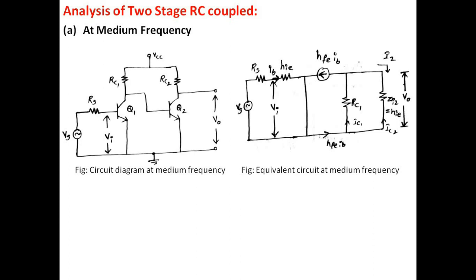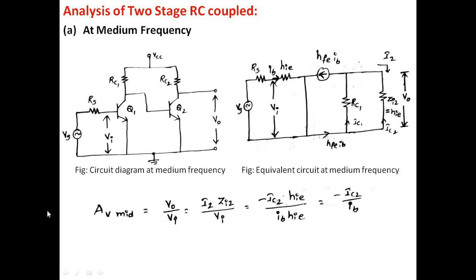We know the basic formula for the voltage gain. Voltage gain AV is equal to V0 by Vi. That is the formula at all the frequencies we are trying to calculate. Let us call it AV medium or AV mid, the mid frequency, or you can call it the medium frequency. V0 by Vi. We know V0 is equal to I2 into Zi2, so I2 into Zi2 divided by Vi. Vi also we know the formula.